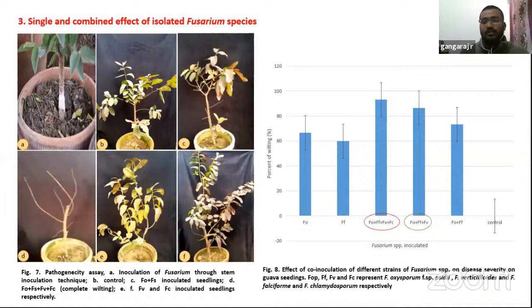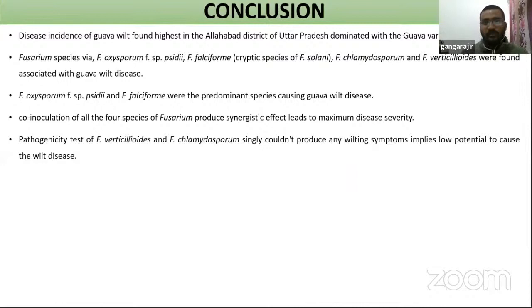Coming to the conclusion, disease incidence of guava wilt was found highest in Allahabad district of Uttar Pradesh, and Fusarium species oxysporum, falciformis, chlamydosporum, and equiseti were found associated with guava wilt. Fusarium oxysporum and Fusarium falciformis were dominant species of guava wilt disease. Co-inoculation of all the species produced the maximum disease severity, because of a synergistic effect. Pathogenicity test of equiseti and chlamydosporum singly could not produce any wilting symptoms, implying that they were less virulent.